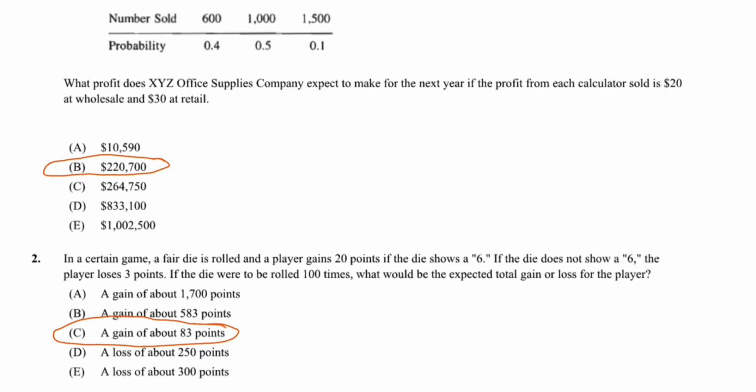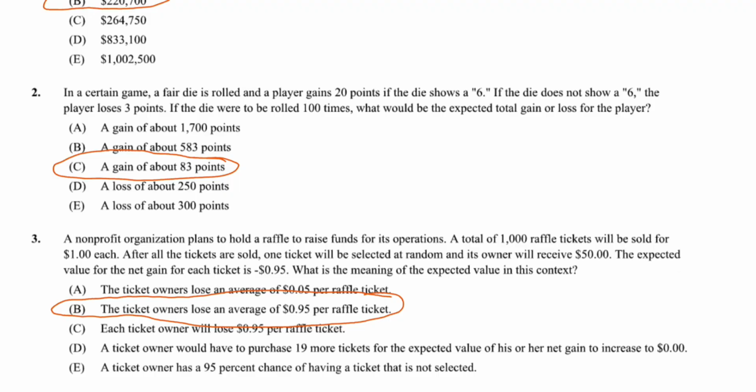So first, find expected value for one roll. Probability of 6 is 1 over 6, and probability of not 6 is 5 over 6. So expected value is 20 times 1 over 6 plus negative 3 times 5 over 6. That becomes 20 over 6 minus 15 over 6, which equals 5 over 6, or about 0.83. Now multiply by 100 rolls. 0.83 times 100 is about 83. So the answer is C, a gain of about 83 points. Okay, moving on to question 3.